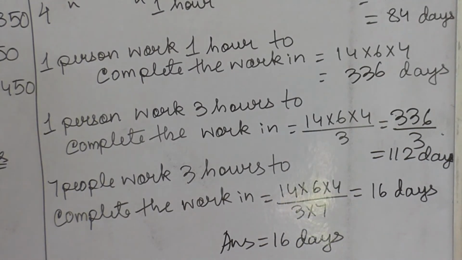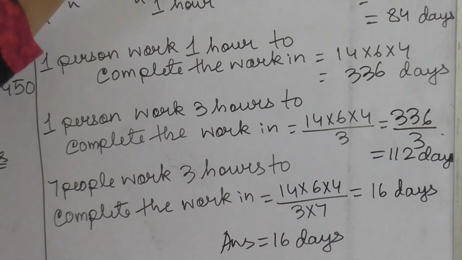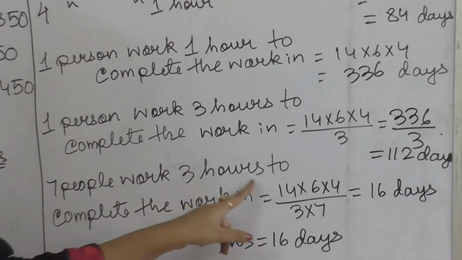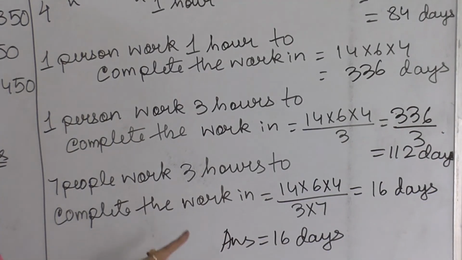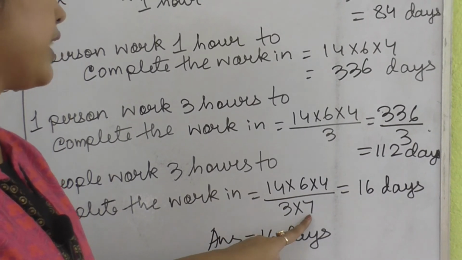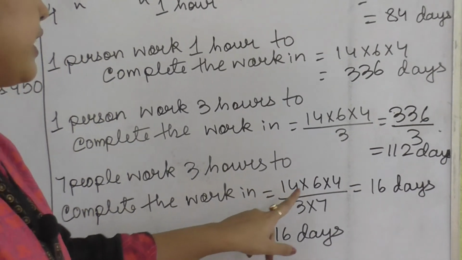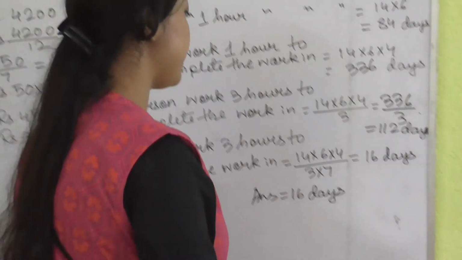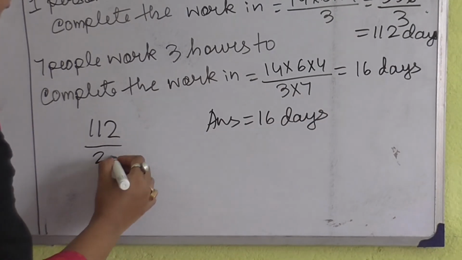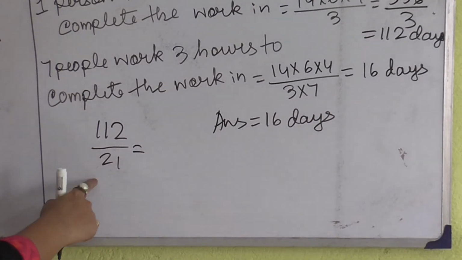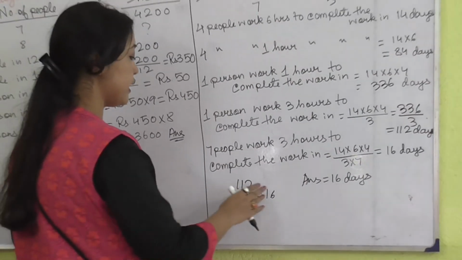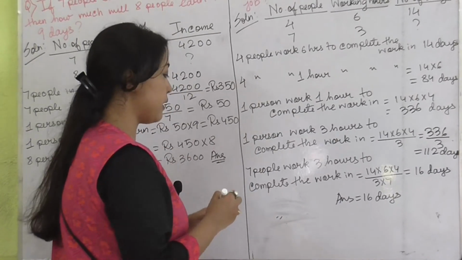Now the problem says that if 7 people work for 3 hours a day, how much time will they take to complete the work? Now if 7 people work for 3 hours a day, then the work will be completed in 14 into 6 into 4 divided by 7 into 3. That is 14 into 6 into 4, 112, and 7 into 3 is 21. So 112 divided by 21 is coming as 16. So 16 days is the time they will take in order to complete the work.